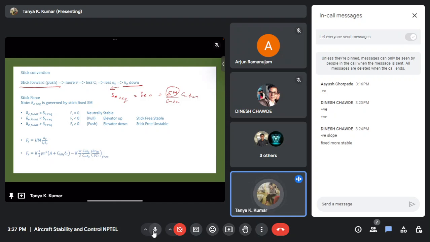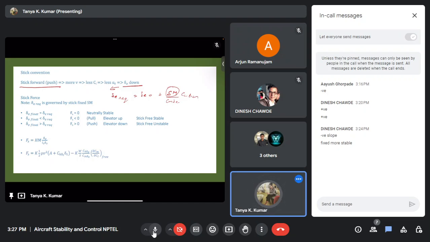Alright. So now we are encountered by three conditions: that your elevator is already floating at the angle at which you require it to float for the required CL. So if it's already floating at that angle, the pilot need not apply any force. He need not push the stick forward or pull the stick backward. So stick force required is 0. It's neutrally stable.